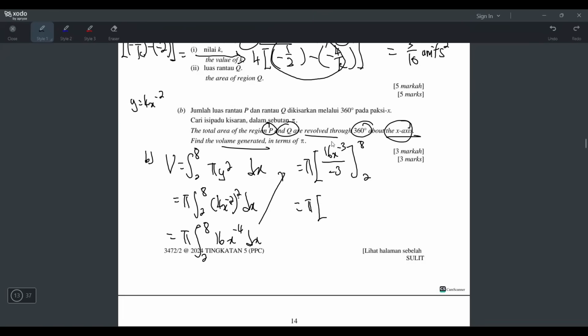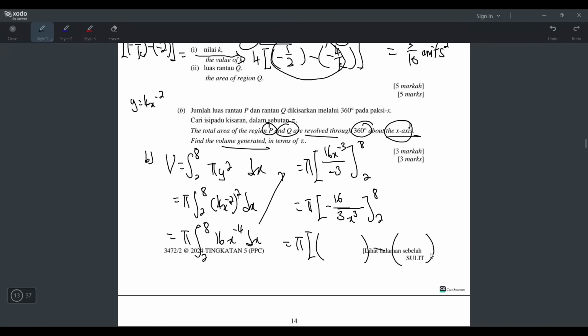And same thing like I mentioned just now, if I teach my students, I will always tell them to simplify this. It means try to make the power positive first. Before you start, make the power positive. 16 divided by negative 3 is negative 16 over 3. x power negative 3, how to make it power positive? You can just put it at the bottom. When you put it at the bottom, the power is positive. Now only you sub.